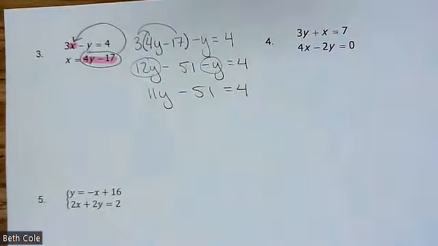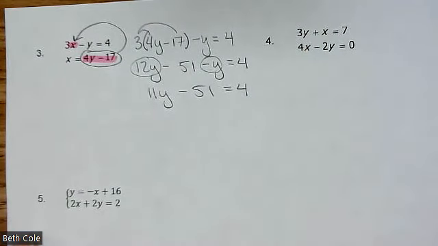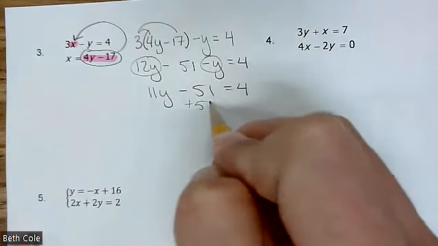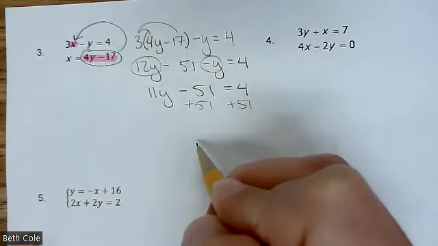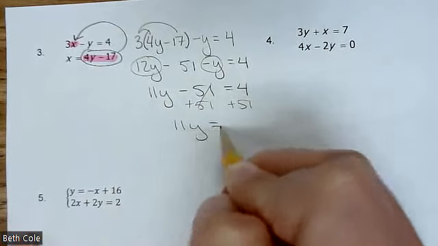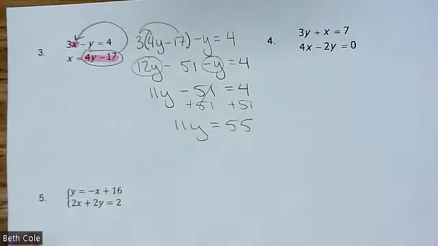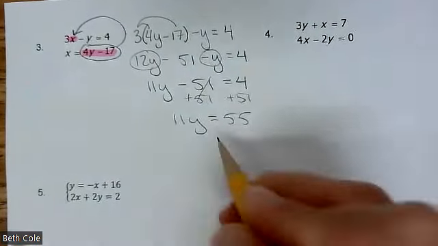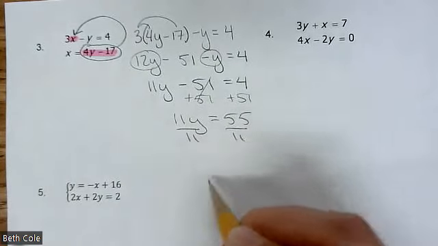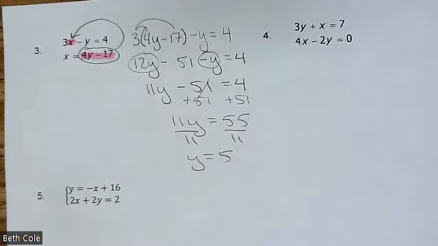I love that you're saying it. Also write it down. On a test, I can't grade it if you've just said it in your mind. You have to write it down. All right, and then what? Add 51, good. Hold on. 11y equals 55, and y is 5. Not done.